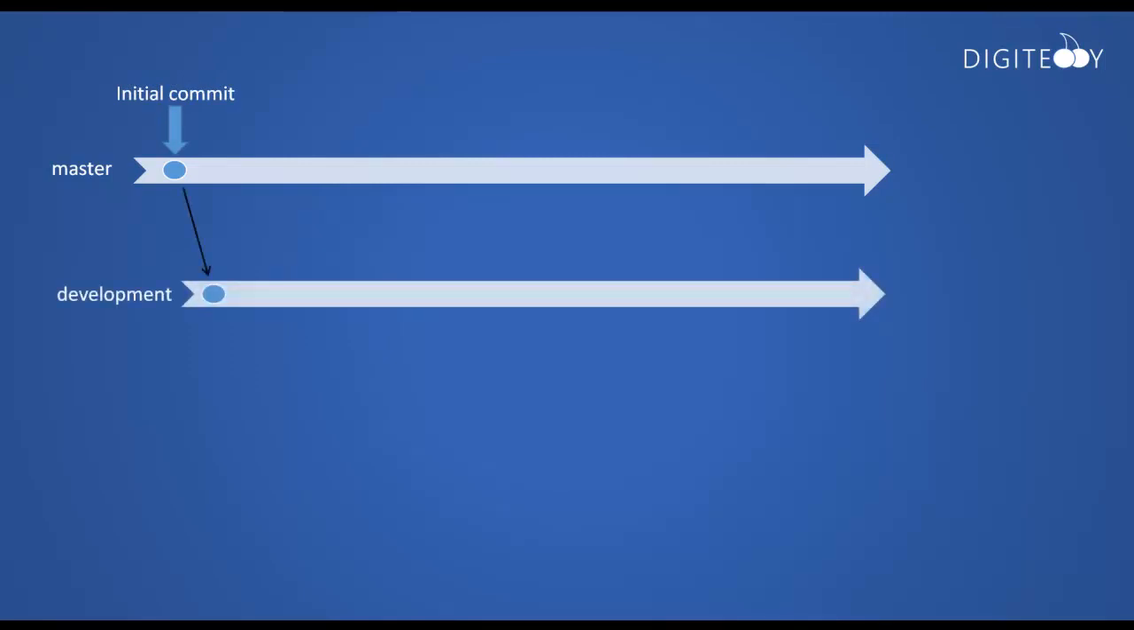For now, we have only master branch with our initial commit. We create the second branch called development, and these two branches will exist during the whole project. We will never delete them.